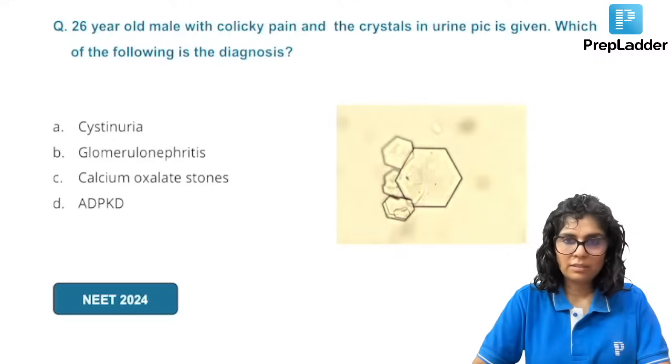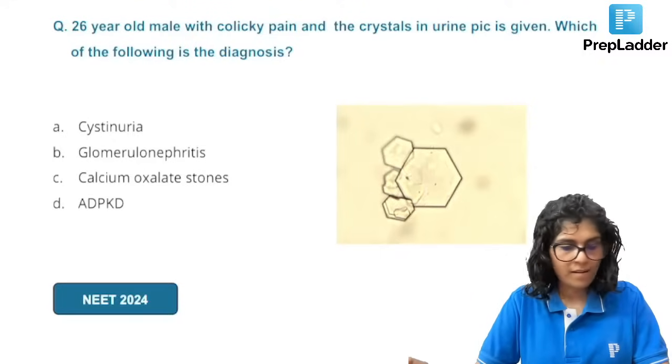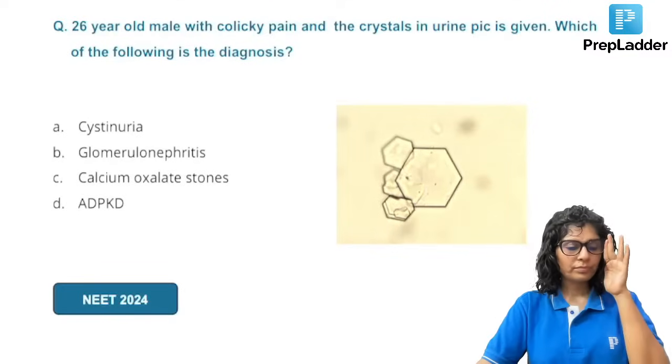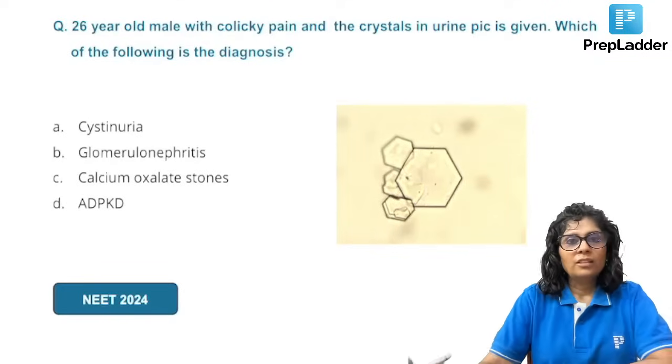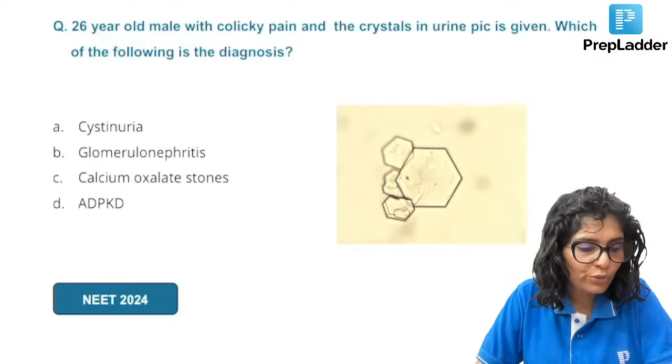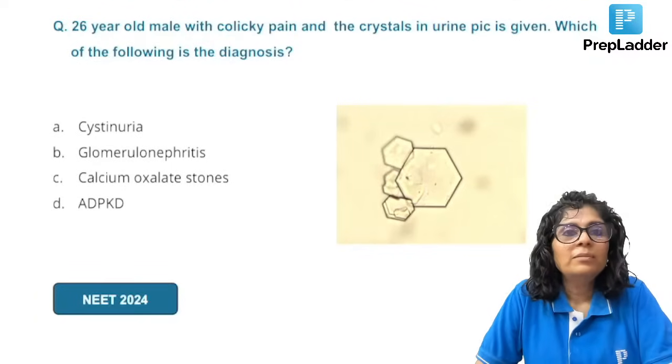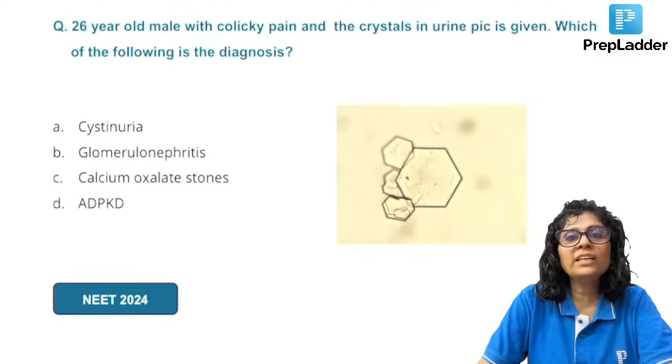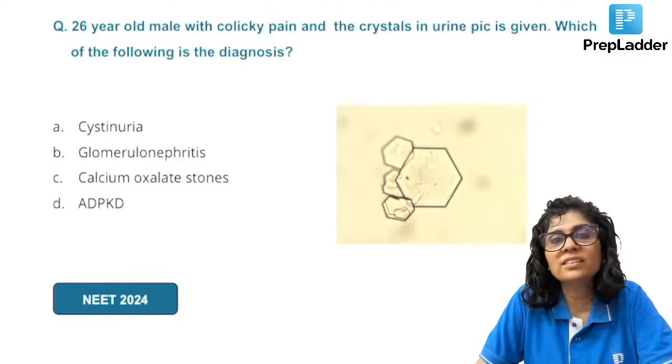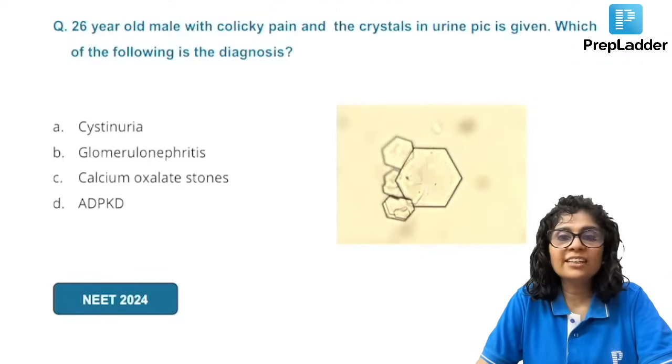Can we start? So I saw that many of you had already answered this question. 26-year-old male with colicky pain and the crystals in urine picture is given. Which of the following is the diagnosis?